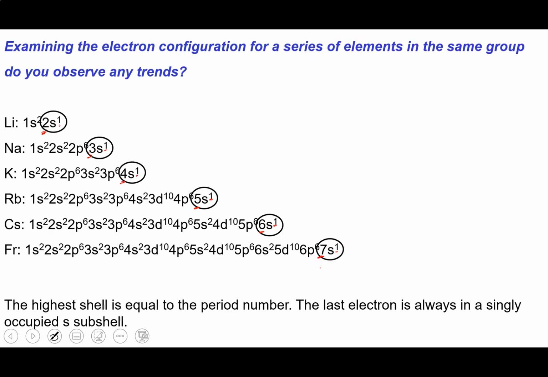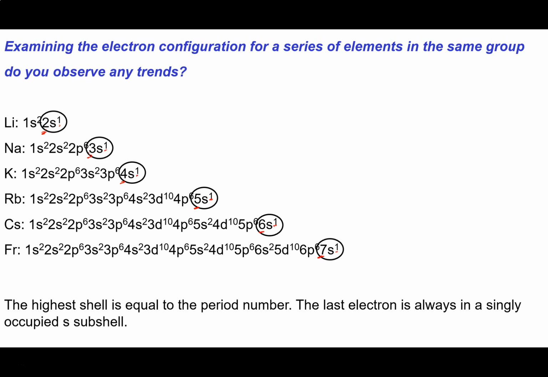1. So if you look at these group 1A elements, there's some interesting trends here. The first thing that you'll see is that the highest shell in every case corresponds to the period number. So lithium's in period 2, francium's in period 7, and that follows all the way through.